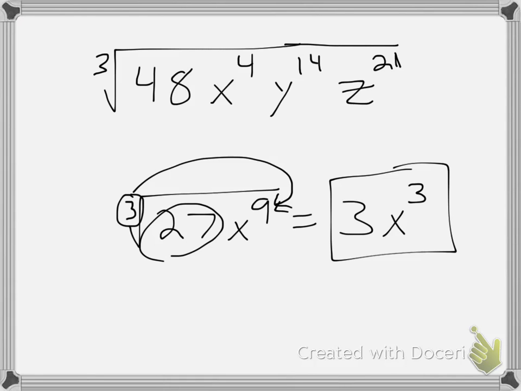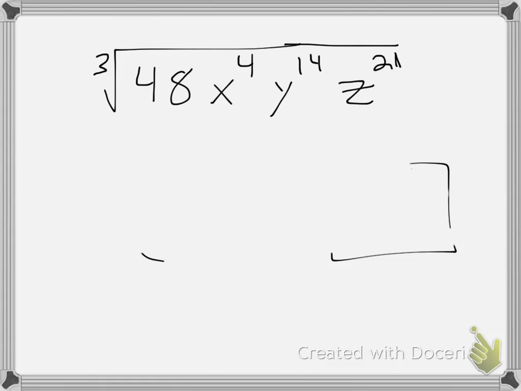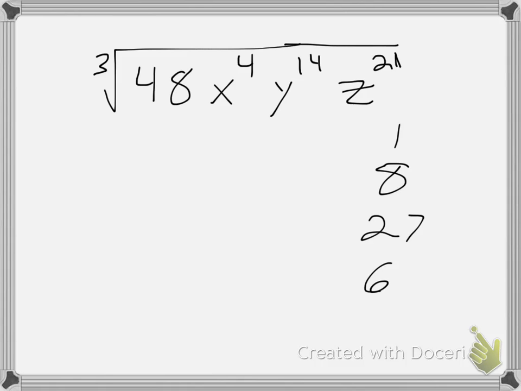Now the difference between this one and what we're doing now is 48 is not a perfect cube. So for problems like this, we want to think, well, what are our perfect cubes? They are 1, 8, 27, 64, and so on. So I say, can any of these numbers divide into 48? In this case, 8 can, 6 times.